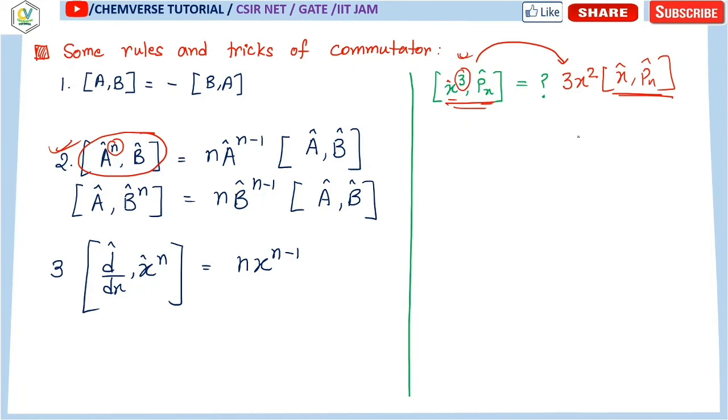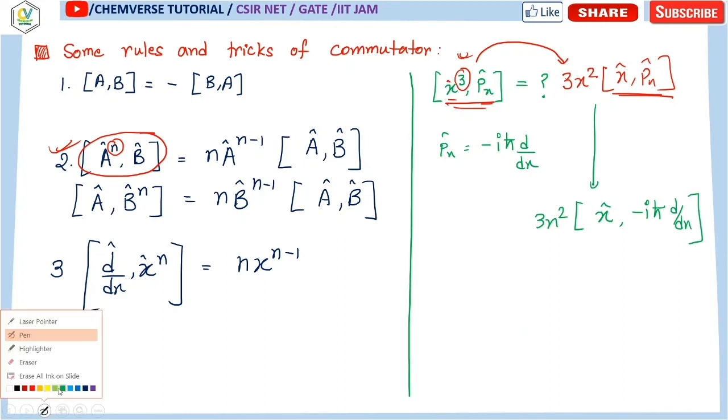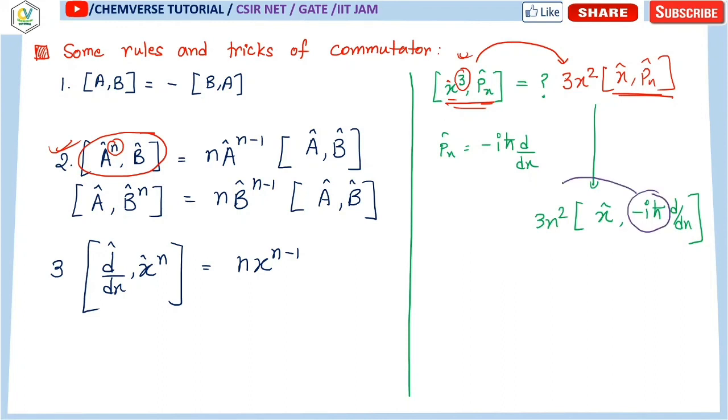Now the point is how to find the value of this x px. Now this is another very important trick. First of all, you have to know the expression for px. In my previous class I said that it is minus i h cross d dx, isn't it? So over here I am just putting 3x square into the commutator x, minus i h cross d dx. Now remember, whenever there is any constant inside the commutator, we can just take it outside. Clear?